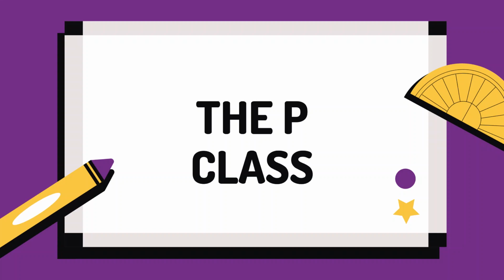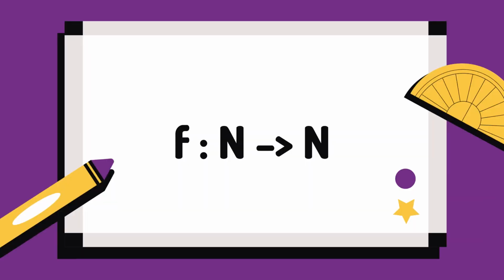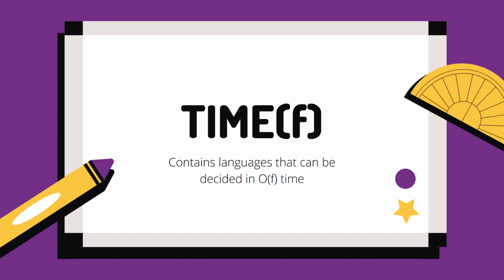In the previous video, we looked at the time class, which was defined over a univariate function f, meaning a function that takes in a single variable over the set of natural numbers. Then the time f class has all those languages that can be decided in big O of f time, or equivalently, all those problems that can be solved in big O of f time by a deterministic Turing machine.